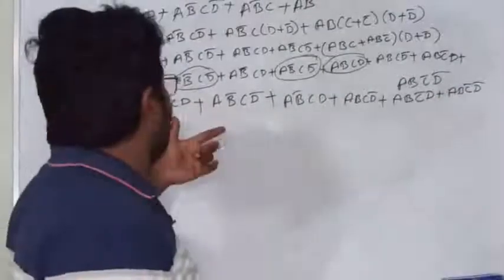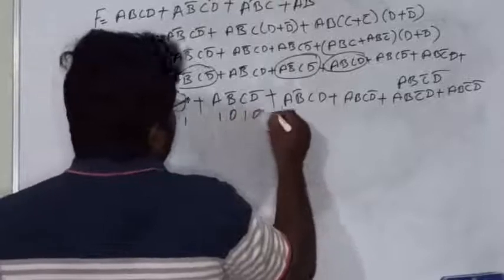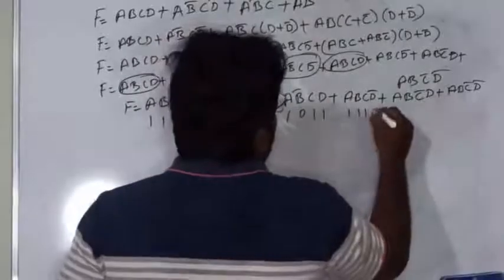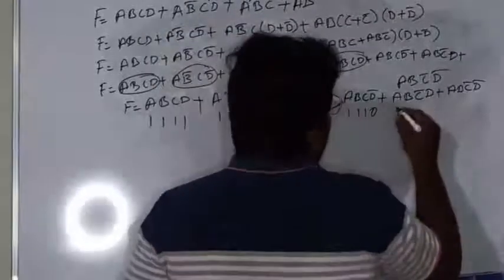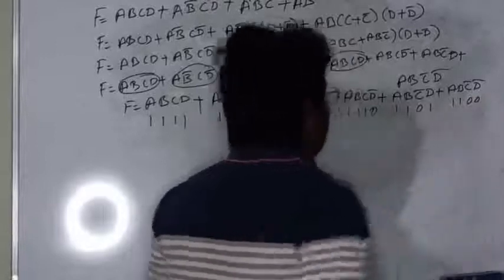So now represent these values with zeros and ones. So here it will be 1, 1, 1, 1, 1, 0, 1, 0, 1, 0, 1, 1, 1, 1, 1, 0, 1, 1, 0, 1, 1, 1, 0, 0.